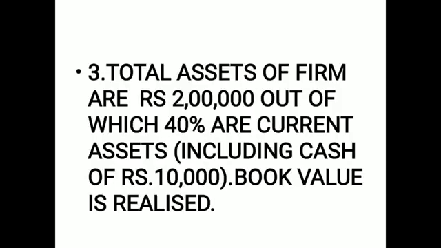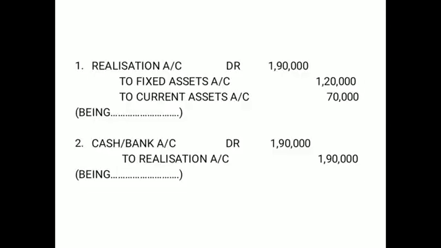Now, 1,90,000, book value is realized. Book value is this: 1,20,000 for fixed assets, 70,000 for current assets. So, journal entry remains same for the realization of assets. It says cash and bank account debit 1,90,000 to realization account 1,90,000. Book value, that means the value which is here. Book value is the value considered at the time of closing the accounts of assets, the one which is presented in balance sheet generally. All the time.